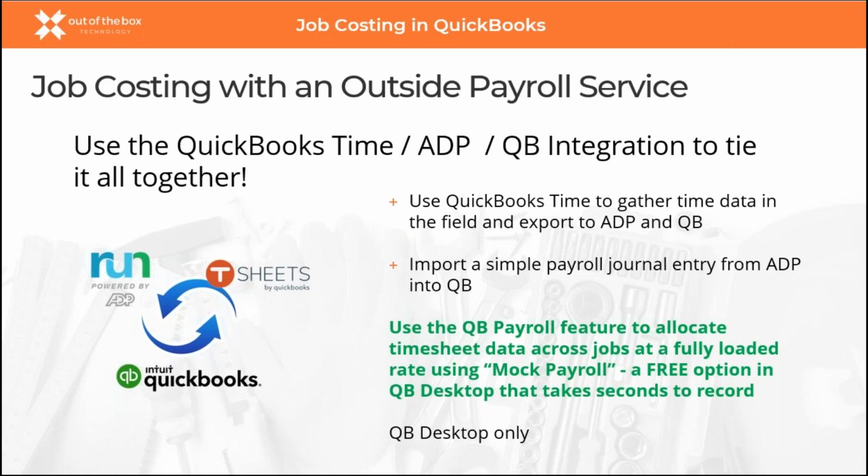So what happens if you're using an outside payroll service and you're trying to get job costing? If you're using an outside payroll service like an ADP or a Paychex and your outside accountant, whatever, if you're on QuickBooks Online, you're kind of sunk because you can't get any dollars. There's not a good, easy way to allocate that timesheet data across all the jobs unless you're doing payroll.